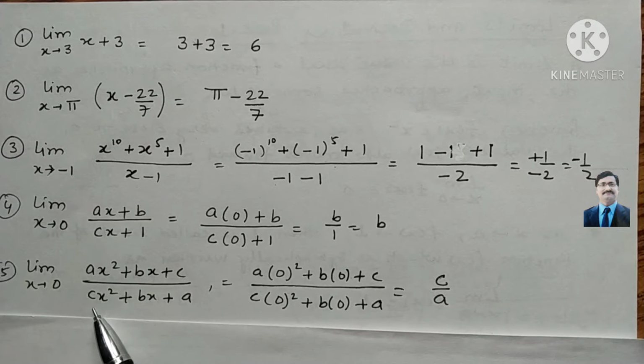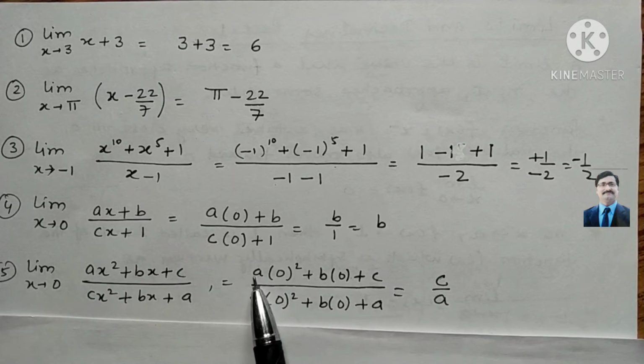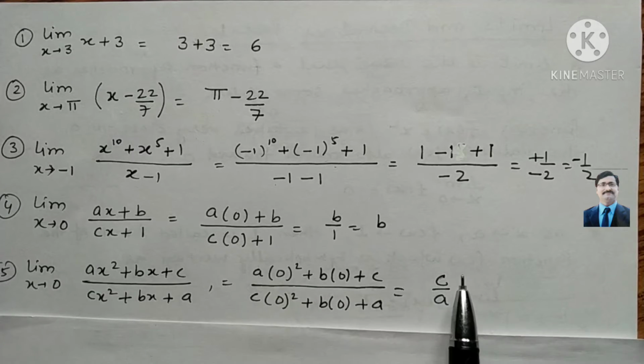Same as before, this question is limit as x tends to 0 of ax square plus bx plus c upon cx square plus bx plus a. And wherever we can see x, here we have to put 0. So we put 0 and get a 0 square plus b 0 plus c upon c 0 square plus b 0 plus a. Now a into 0 is 0, b into 0 is 0, c into 0 is 0, b into 0 is 0. So all this will become 0. Remaining is c upon a. So c upon a is our answer.